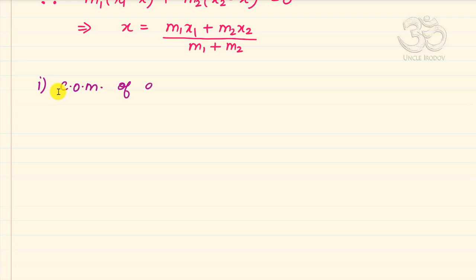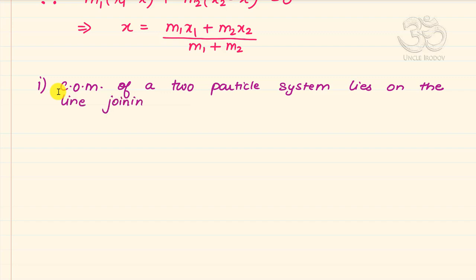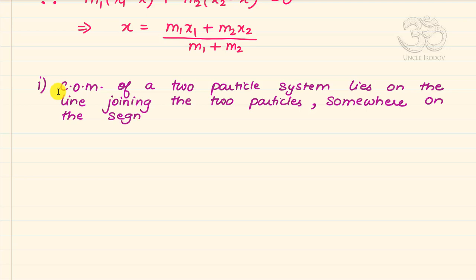Center of mass of a two particle system lies on the line joining the two particles, somewhere on the segment joining them.